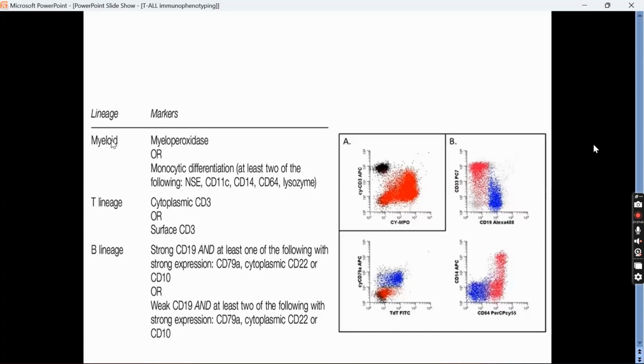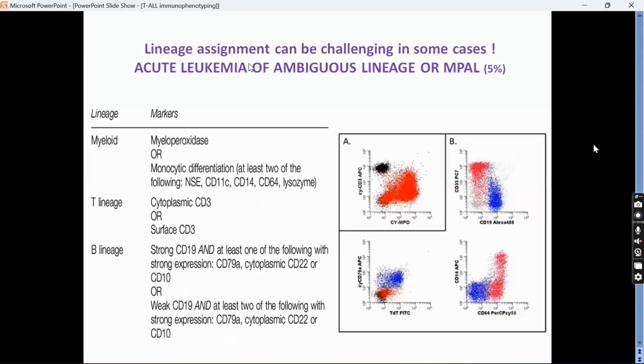Okay, if you want to call a blast myeloid plus T, it should show myeloperoxidase and it should show cytoplasmic CD3. If you want to call myeloid and T with monocytic differentiation, it should show 2 monocytic markers and cytoplasmic CD3. Similarly for B, it should satisfy the 2 lineages you are calling in MPAL. So lineage assessment can be challenging in some cases, and you should be very careful. And it constitutes only 5% of acute leukemias.